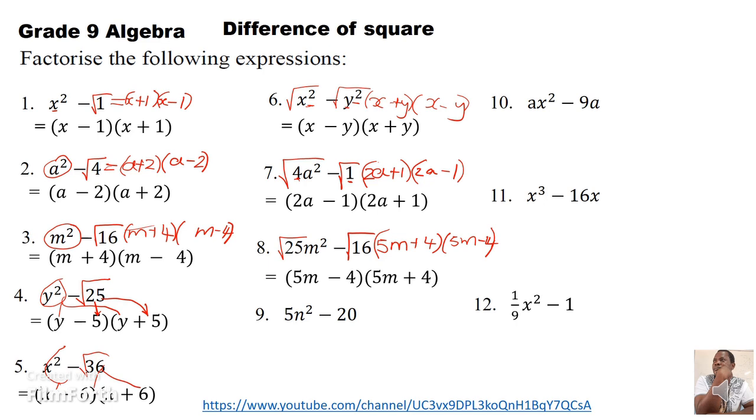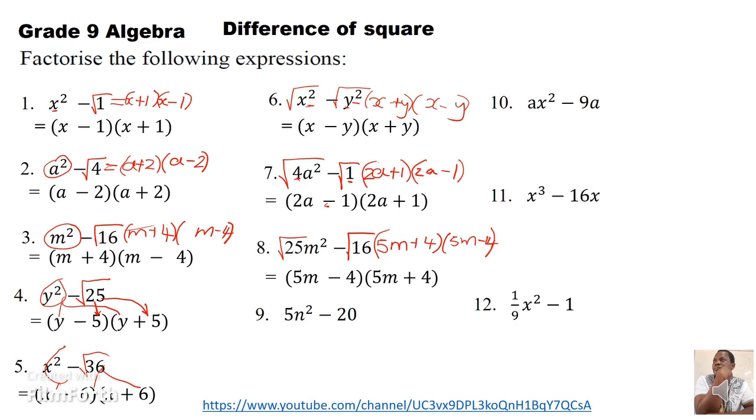So this positive and negative, it does not matter which one you write first. If you write 5m minus 4 times 5m plus 4, or if you start with 5m plus 4, then 5m minus 4, the answer is exactly the same. Right, this is difference of squares. So nice and so cute. There can be no reason to sway here.